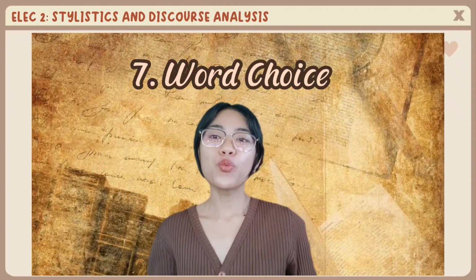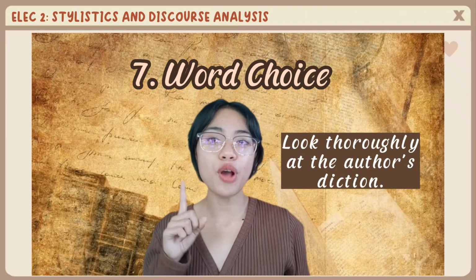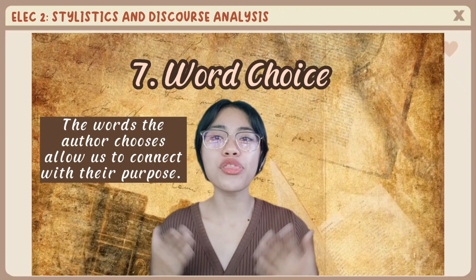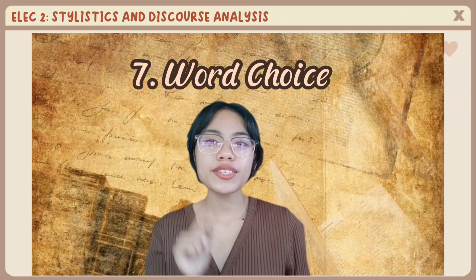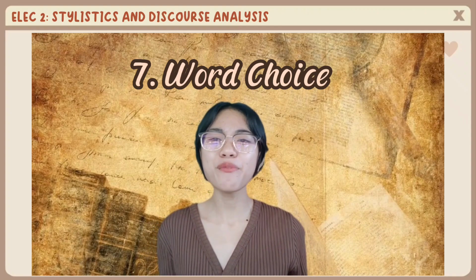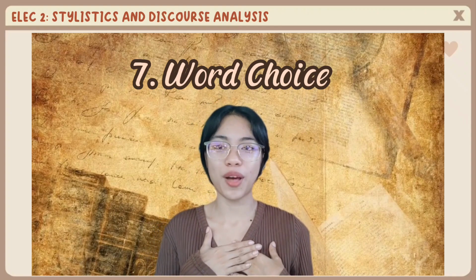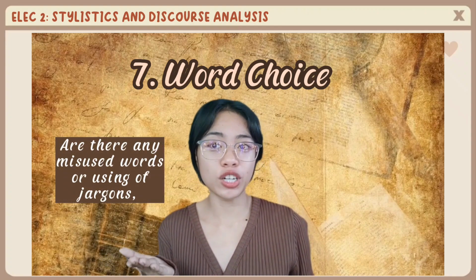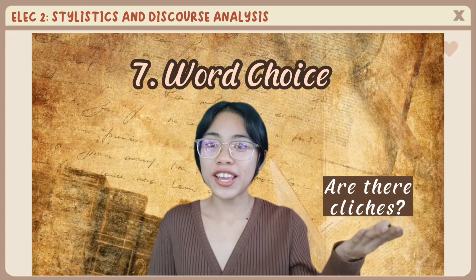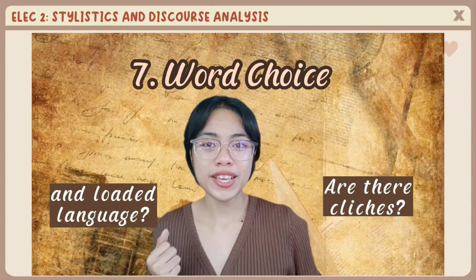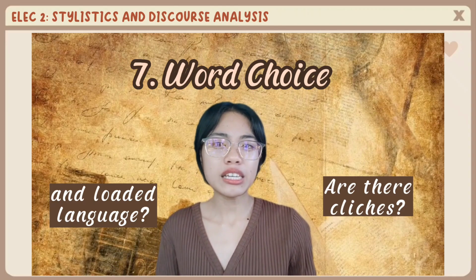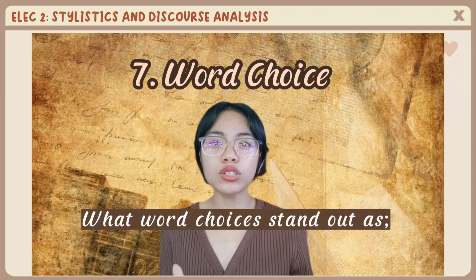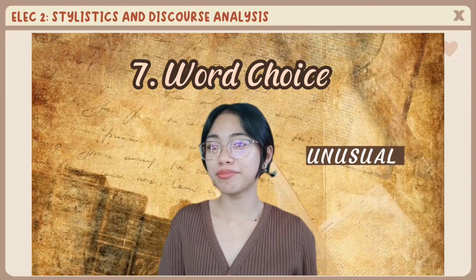Number 7, word choice. Look thoroughly at the author's diction. The words the author chooses allow us to connect with their purpose. Word choice impacts an author's text in many ways and influences us, the readers, as well. Are there any misused words or uses of jargon? Are there clichés and loaded language in the piece? What is the absolute meaning of the words they chose to use? What word choices stand out as interesting or unusual?